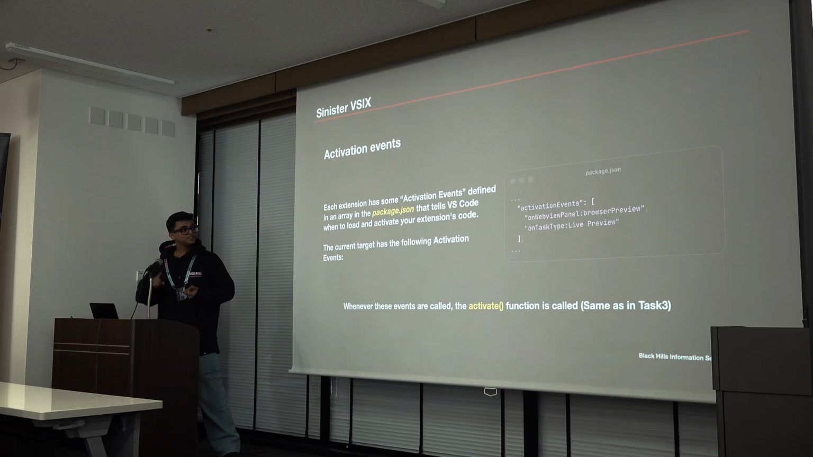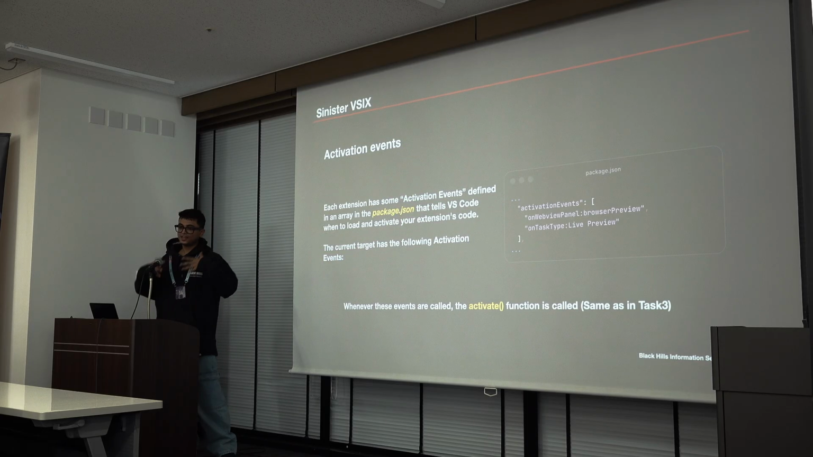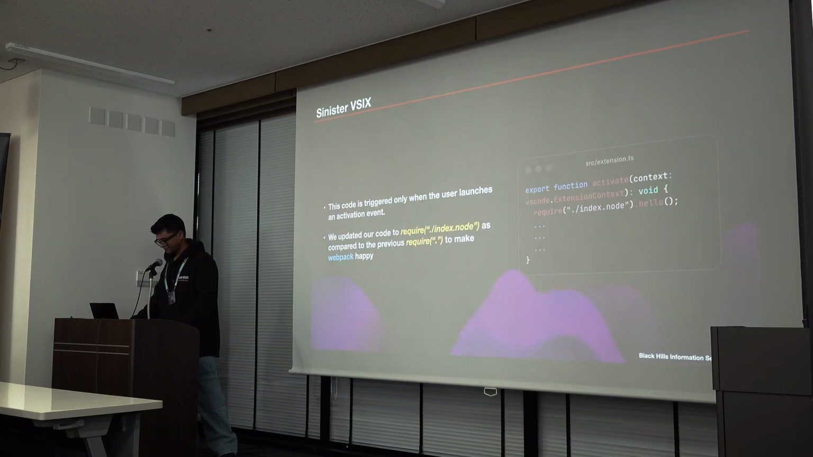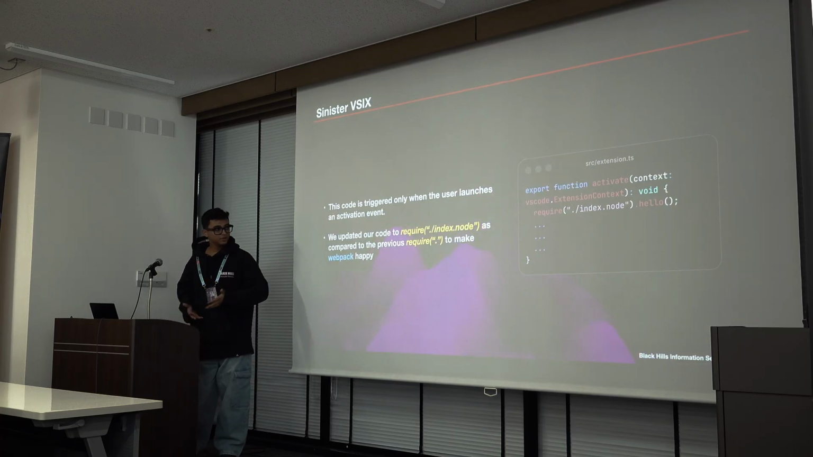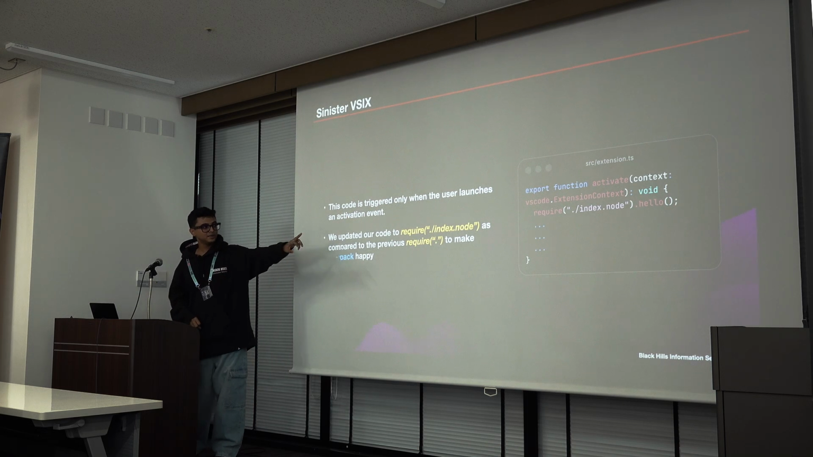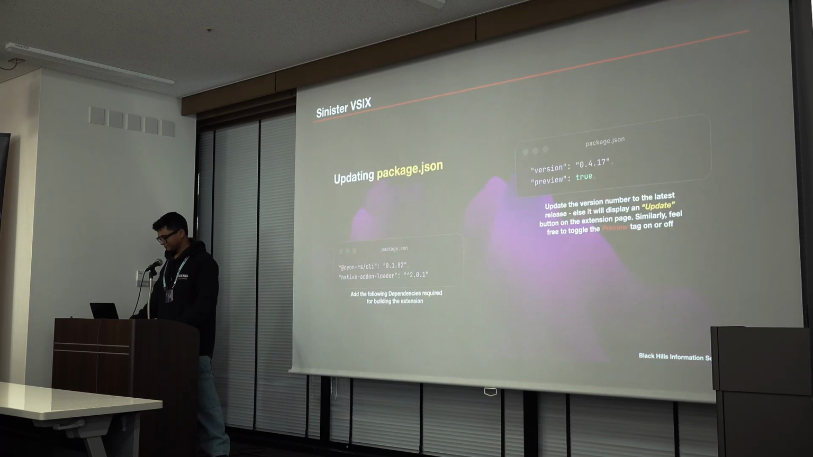The next thing we need to talk about is activation events. Every extension has an array where it specifies that, hey, trigger this extension when this event happens. Those are activation events. And whenever the activation events are triggered, the activate function which we saw previously is the one which is called. So just like before, whenever an activation event is triggered, the activate function is called. And this time we include paths to a node file. We can call the hello function.